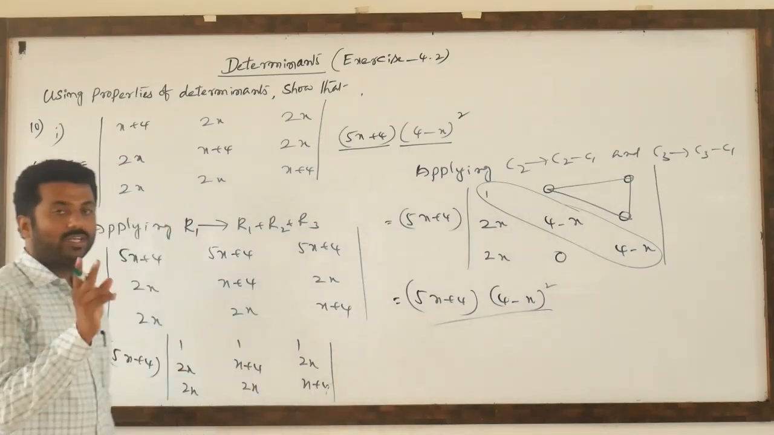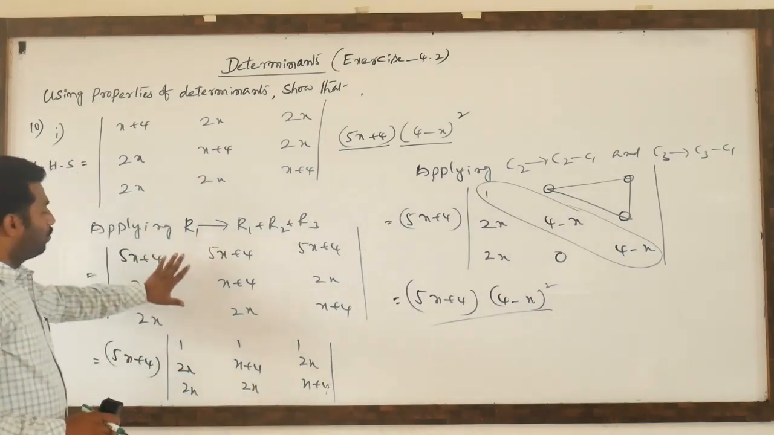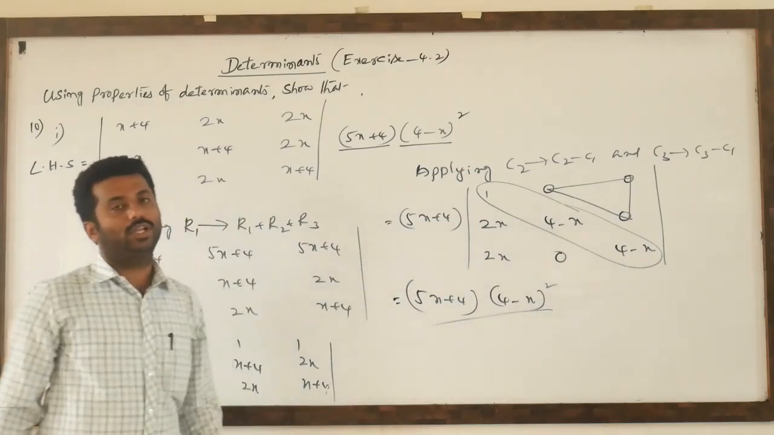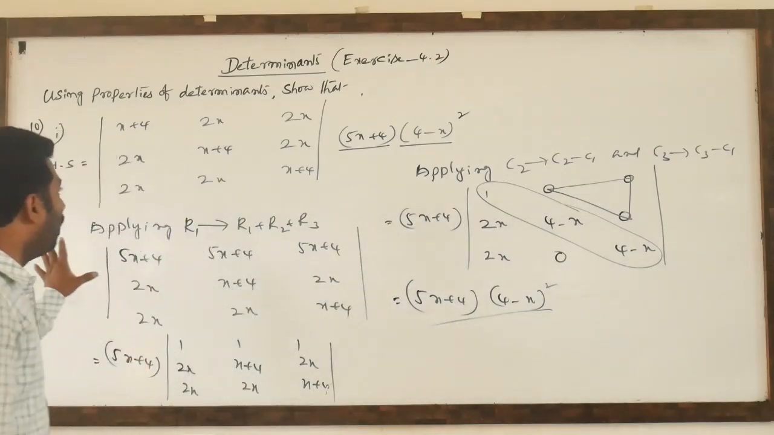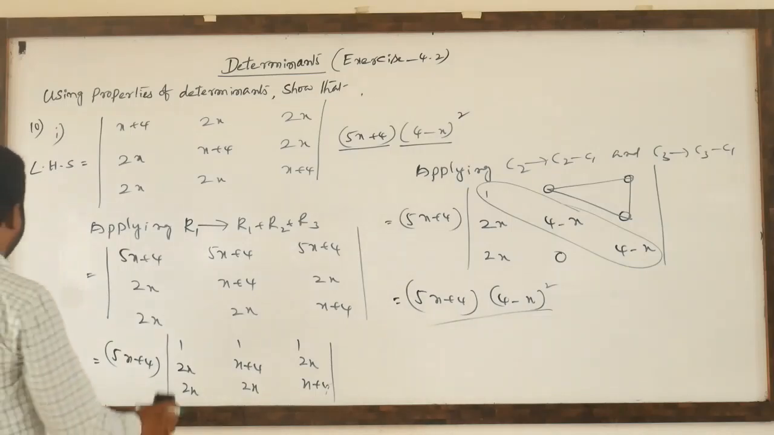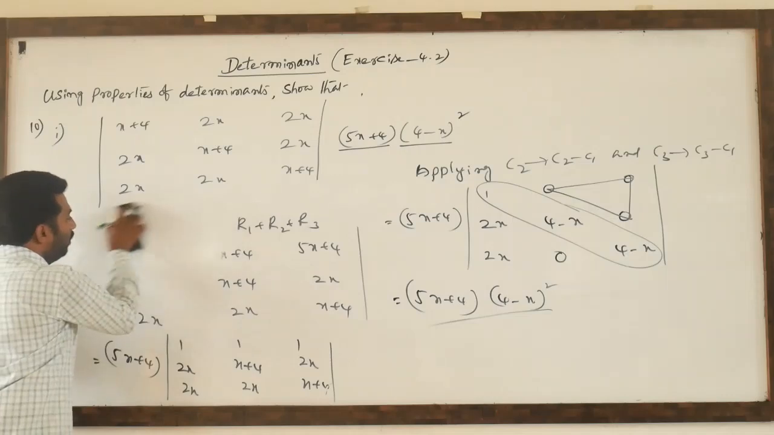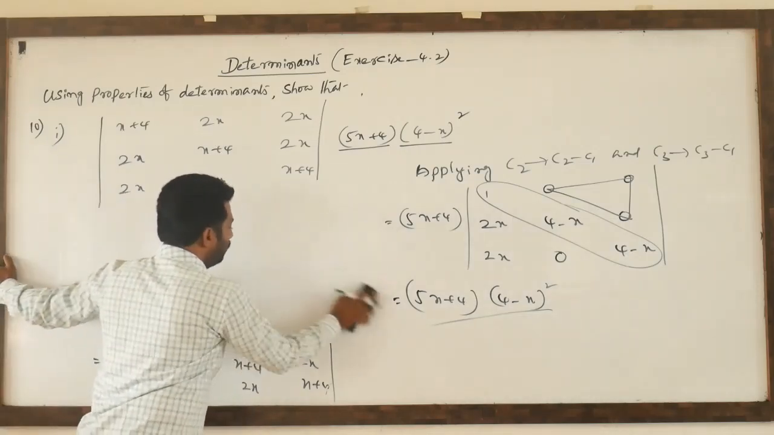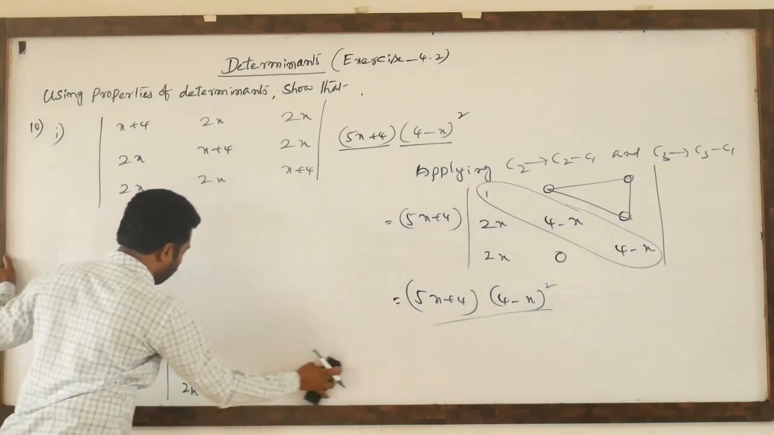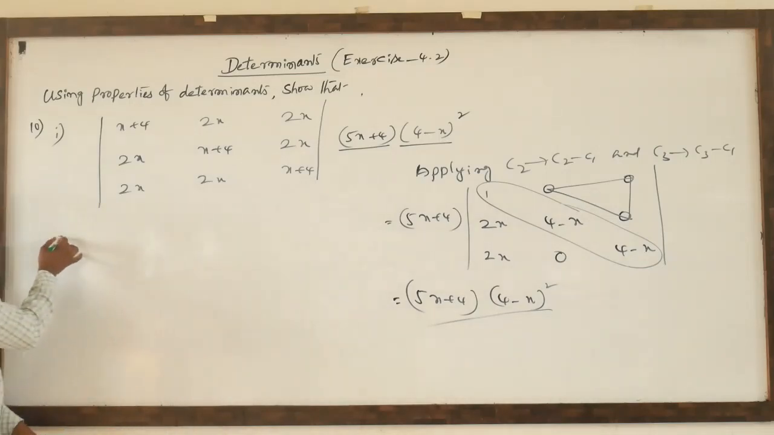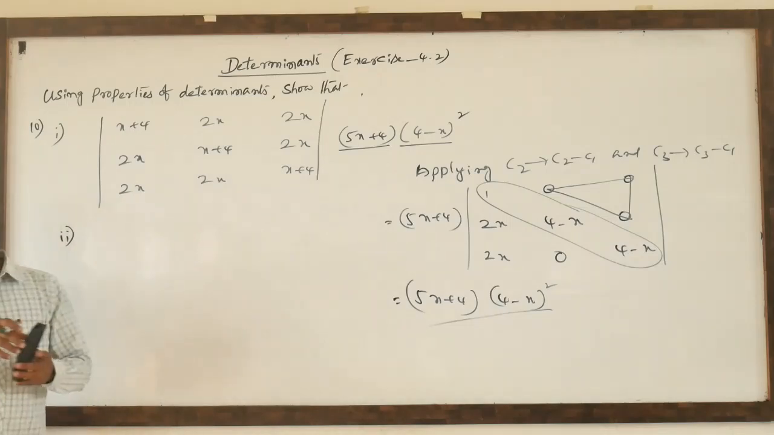See. How many steps are written? This is 1, 2, 3. Maximum 3 steps only you will get answer if you apply proper operations. So the second one you have to answer. Just I will give a hint. You will get it. So this type of operations only you have to apply. What is the second one? You observe.